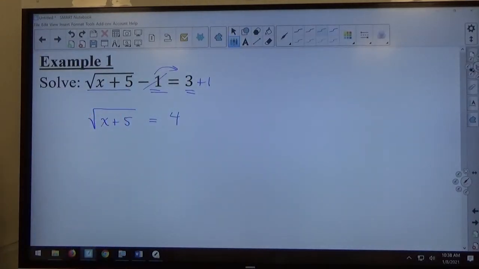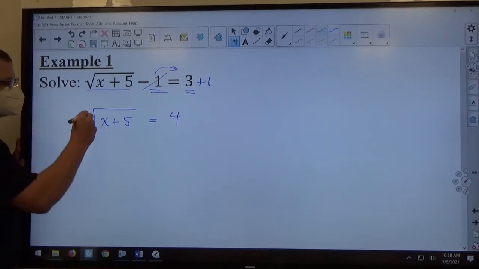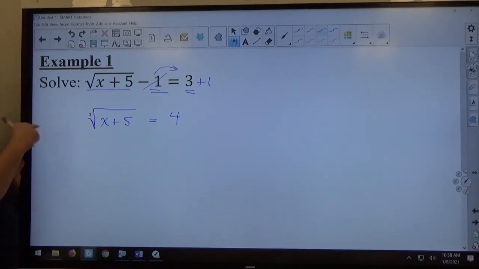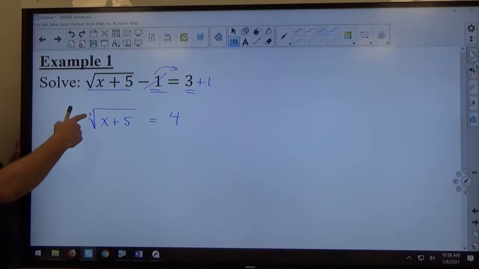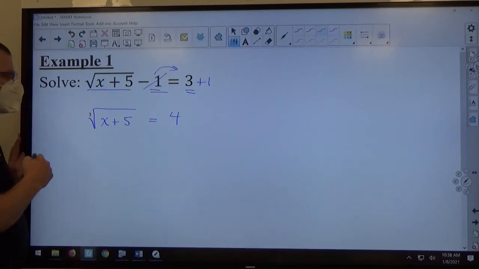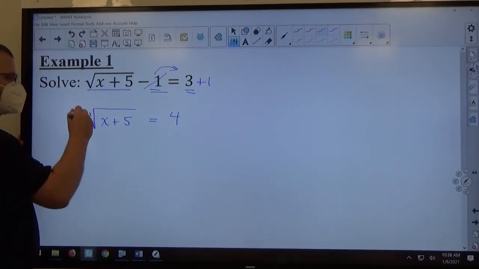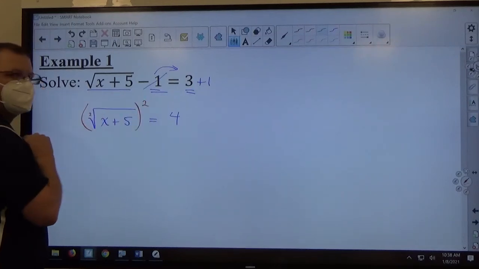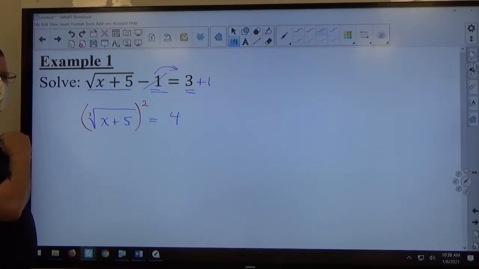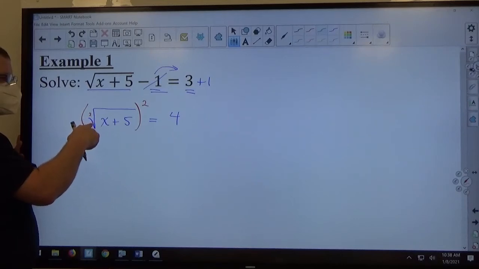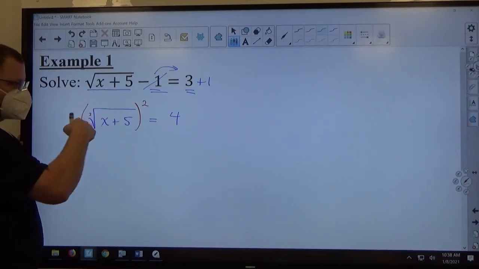Our next step, I want the radical to disappear. Now, it's a root. It's a square root, cube root, fourth root, some root. So in this case, it's a square root. The index matters. So if you write the 2 there, it doesn't hurt. It's not necessary. But no, this is a square root. It's not a cube root or a fourth root or something like that. So in order to make a square root disappear, use square. So the square root of x plus 5 squared is going to make x plus 5.